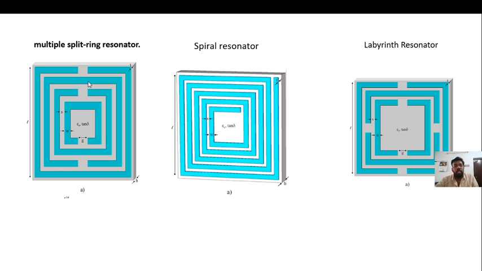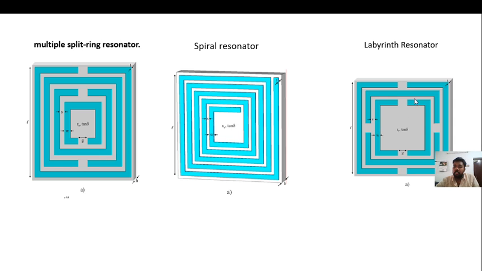labyrinth resonator. In the case of multiple split ring resonators, multiple rings are available, and the splits in two rings are exactly opposite to each other. Here this split and the gap between the two rings act as the capacitance, and the ring acts as the inductance, an LC combination. And this is the spiral resonator. Here also the gap between the two rings acts as capacitance, and the copper material acts as the inductance.